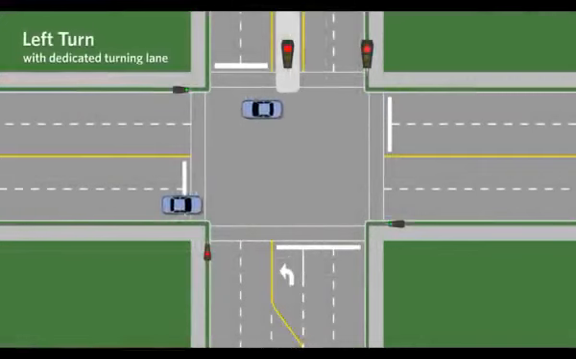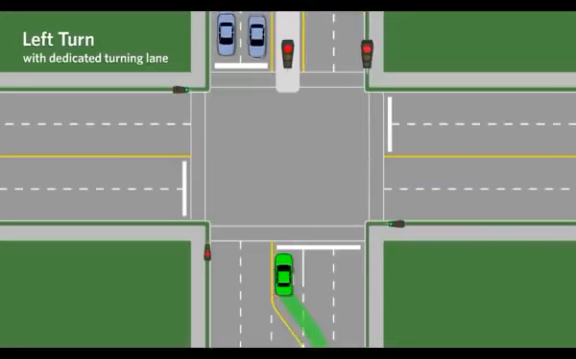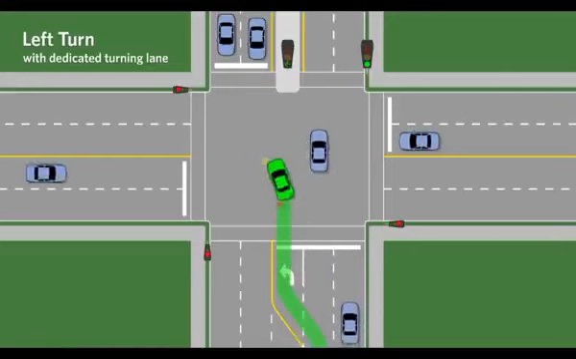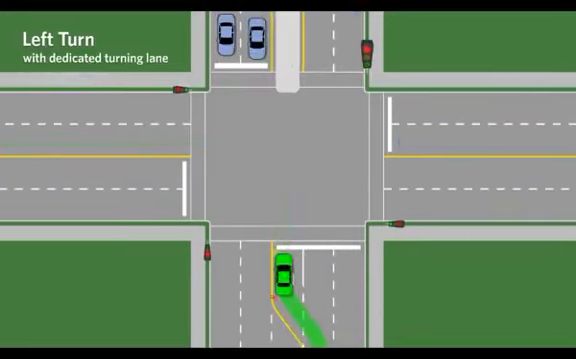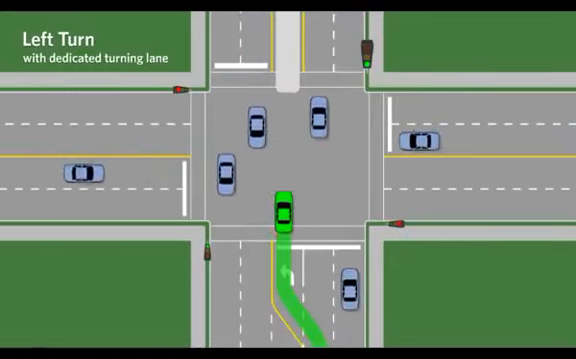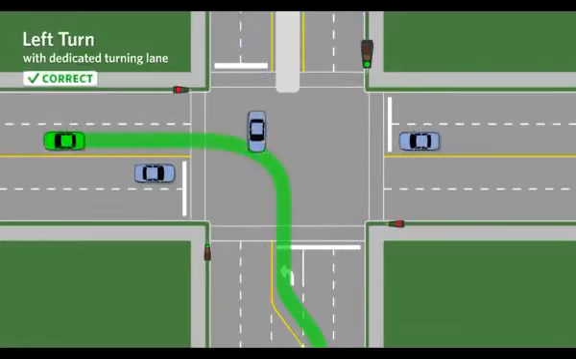The correct approach to make a left turn with a dedicated left turn lane is to enter the dedicated left turn lane as soon as possible. Observe signals and shoulder check. If the traffic signal shows an arrow indicating a turn, proceed when the arrow is green. If there's no arrow, advance into the intersection, keeping vehicle wheels straight, yield to oncoming vehicles and pedestrians at crosswalks, and then proceed when safe into the left lane.